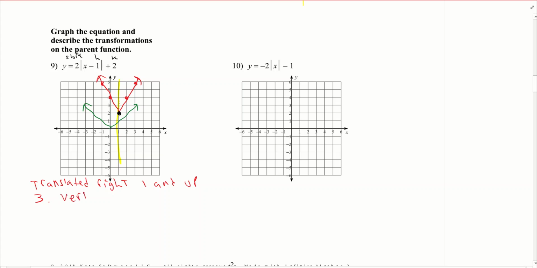there was a vertical stretch, which is another way of saying skinnier, by a factor of, and then the factor is simply just the slope, so by a factor of 2.